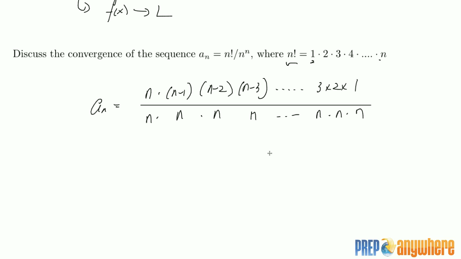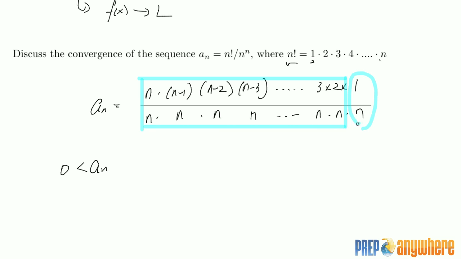One thing we know for sure, no matter what n is, because all the numbers are positive, a_n is greater than 0. It can't equal 0, but it's definitely greater than 0 always. Now let's consider this part of the expansion, just that part, and this part considered separately.